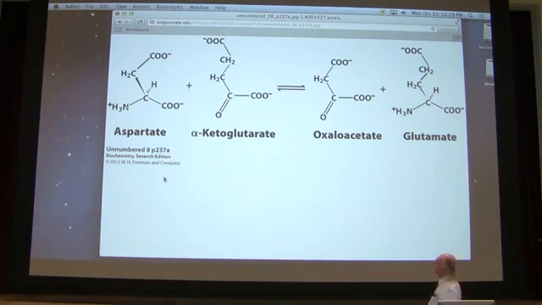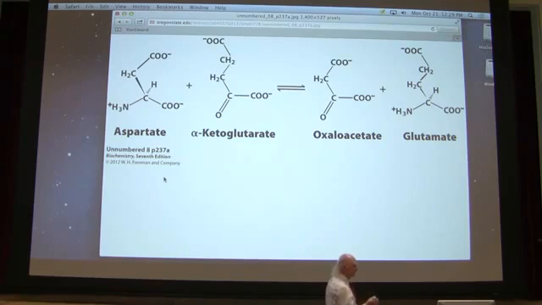On the surface, what's happening is this guy, aspartate, has an amine group, and this alpha-ketoglutarate has a double-bonded oxygen, and these two are just swapping positions, because over here, this guy now has the oxygen, and this guy has the amine group. They've swapped positions. The only question is, well, how did they swap positions? This is where the enzyme played an intermediate role in the process.